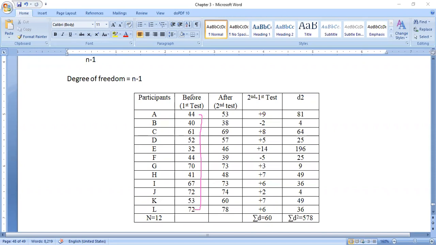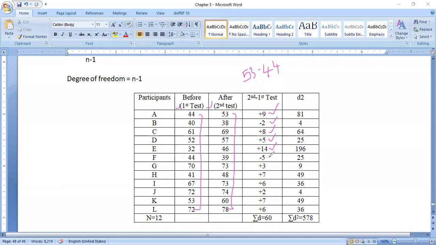Here under the before, the first test, I am writing here. After, the second test, these values are given. So this is the procedure, second test minus first test. So here 53, the first one, look at it once, 53 minus 44. 53 minus 44 means plus 9. The same process is applicable to all. 38 minus 40, that is minus 2. 69 minus 61, that is plus 8. 57 minus 52, plus 5. 46 minus 32, plus 14.